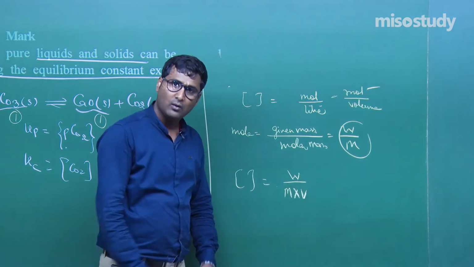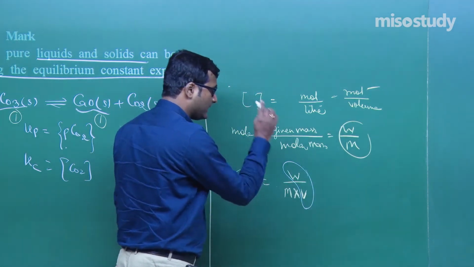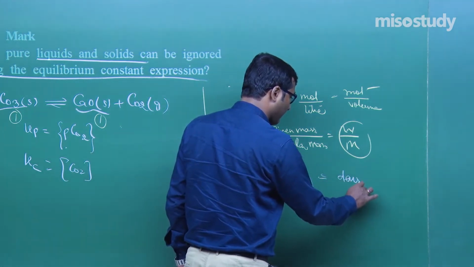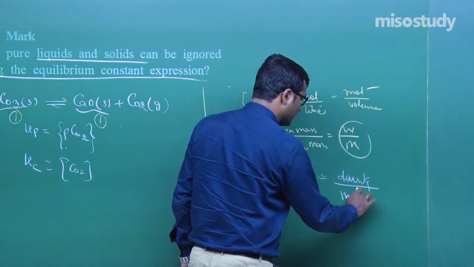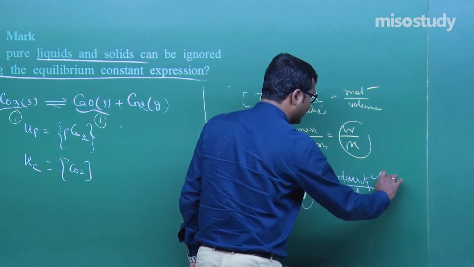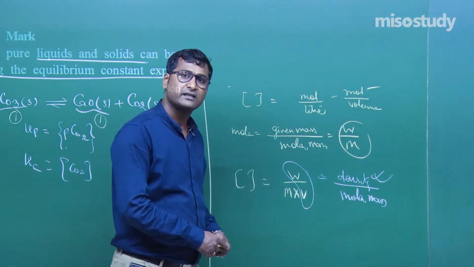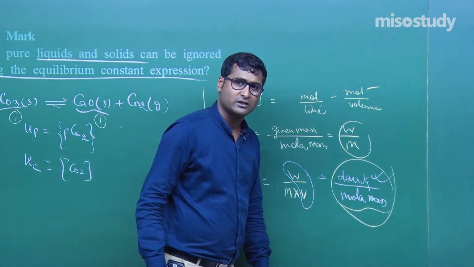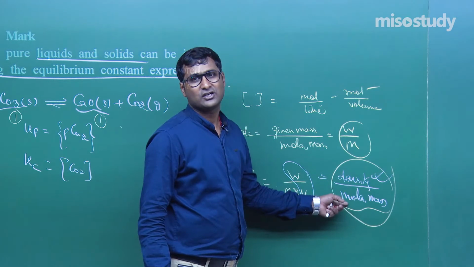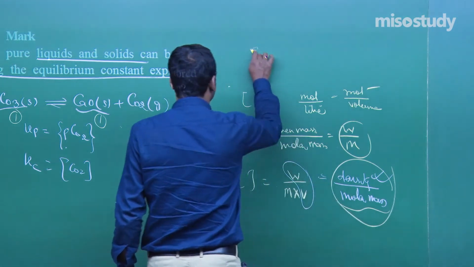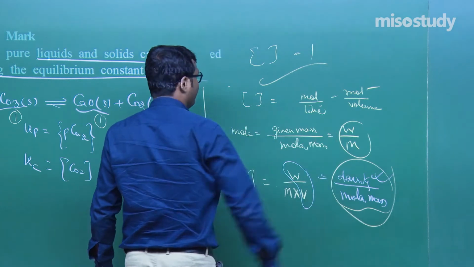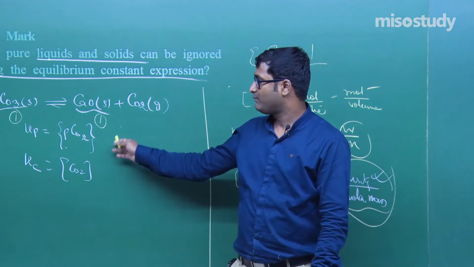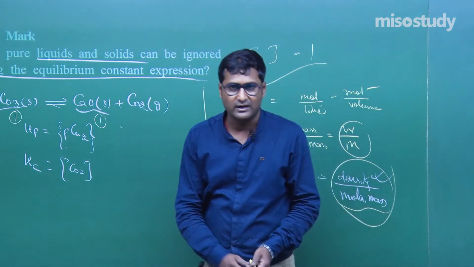Now we know W upon V is equal to density. Am I right? So what do we get here? Density upon molar mass. As we know, for solid and liquid, density is fixed, it is constant, and molar mass is also constant. So this term is overall constant, so there is no variation. Due to this reason, we take the concentration of solid and liquid as equal to 1 while writing the expression of the equilibrium constant. Am I right? This is a complete explanation related to this question, my friend. Let's move to the next one.